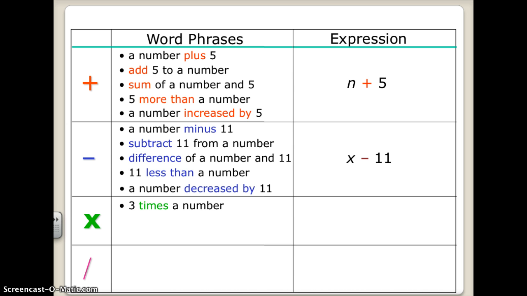Keywords for multiplication. We have times, multiplied, product. Fill in the green words in the multiplication keyword box. The expression that matches is 3m. Get very used to seeing a number next to a variable, a coefficient with a variable, because we won't use a times sign of any kind when we have a variable involved. Some of the symbols we could use, the X, the dot, sometimes a star you might see on some electronic devices, or parentheses.